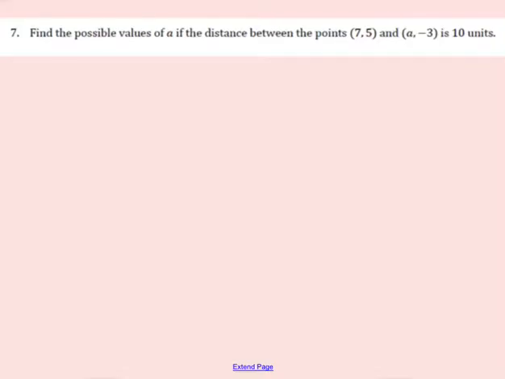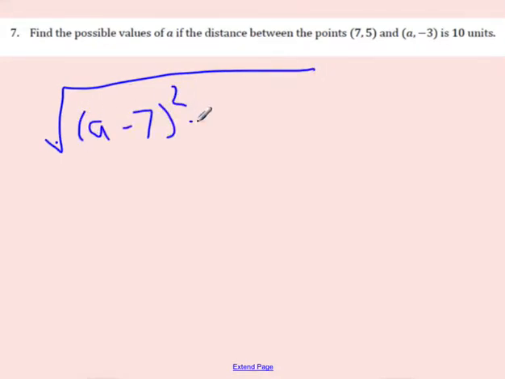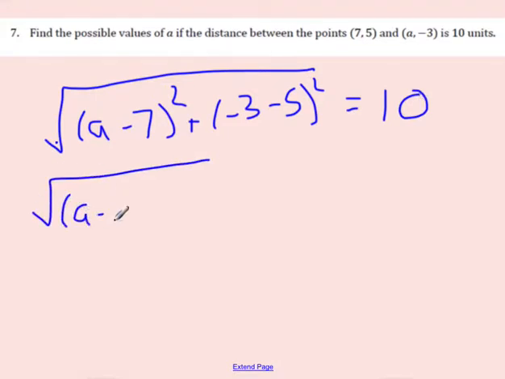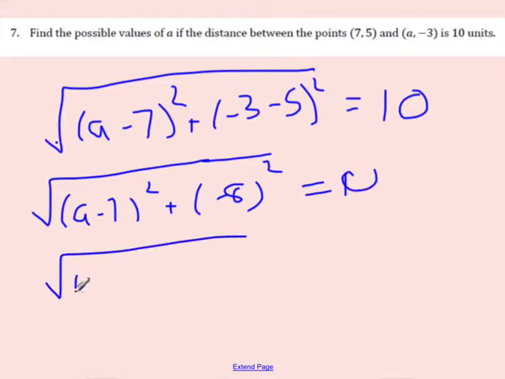So let's take a look at some of these problems here. Find the possible values of a if the distance is 10 units. So I'm just going to set up my distance formula. I'm going to have the square root of x2 minus x1 plus y2 minus y1 is equal to the distance of 10. First, let me simplify underneath the radical. So I have a minus 7 squared plus a negative 8 squared is equal to 10. The square root of a minus 7 squared, I'm just leaving that as is, plus 64 is equal to 10.